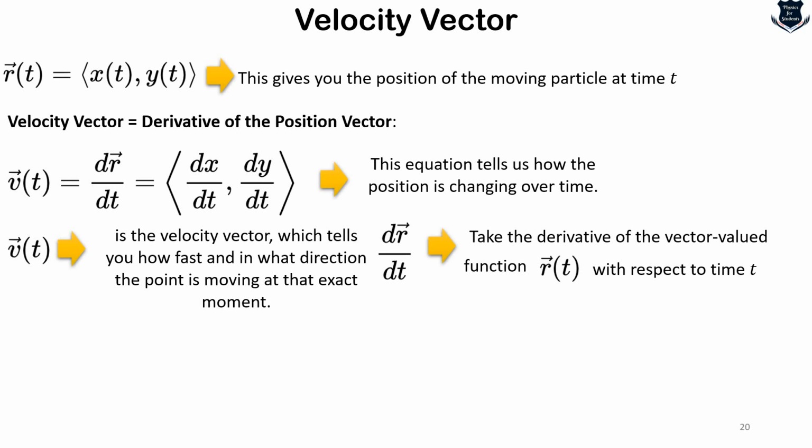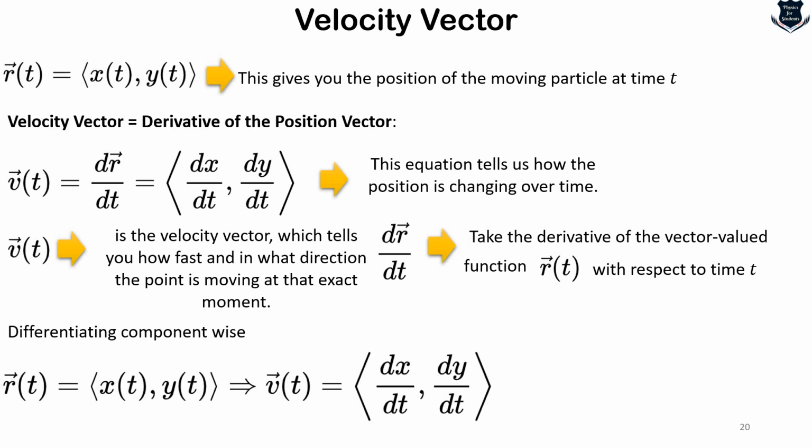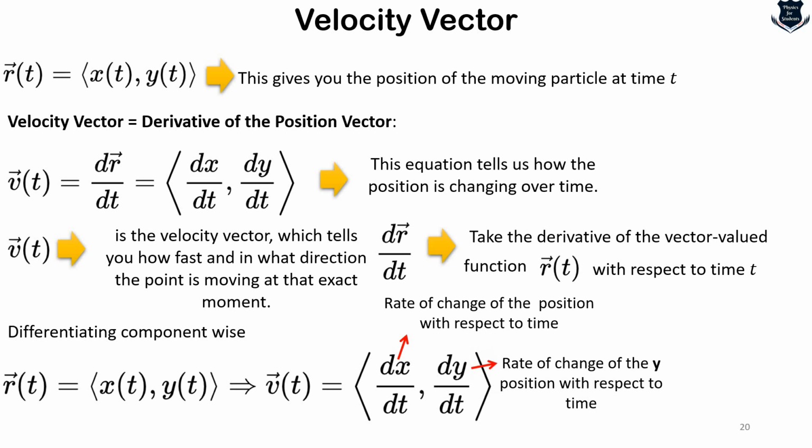If you take dr by dt, it is simple: taking the derivative of the vector valued function r of t with respect to time. If we differentiate the x component separately and the y component separately and then take them together, we get something like this. Here dx by dt means the rate of change of the x position with respect to time, and dy by dt the rate of change of the y position with respect to time. So mathematically we just took the derivative of the x part and the y part separately. This vector v of t points along the curve showing the direction of motion, and its length tells us the speed.